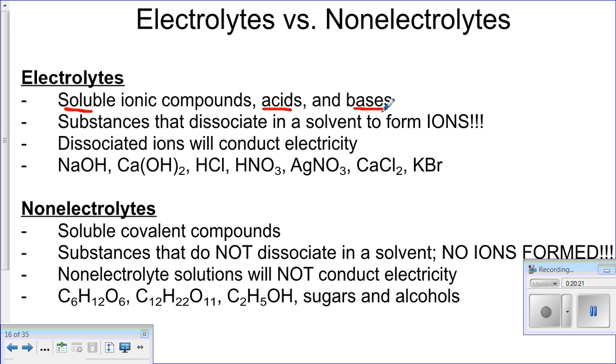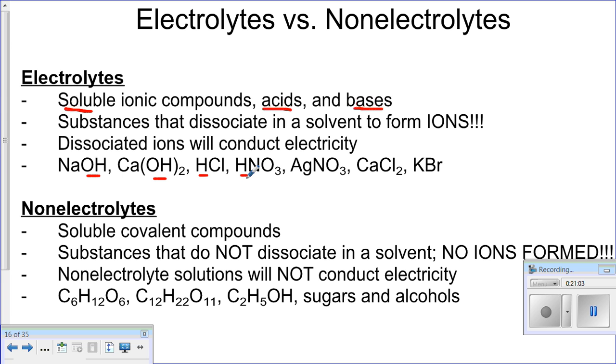Those are strong bases. So strong electrolytes are going to completely dissociate in a solvent to form ions. And those dissolved or dissociated ions will conduct electricity. So here are examples of strong electrolytes. The first two formulas I'm showing you are strong bases, and you'll recognize they end in hydroxide, OH. The second two are strong acids, hydrochloric acid and nitric acid, and you'll recognize those because they both start with hydrogen, and then you've got a non-metal anion bonded to that.